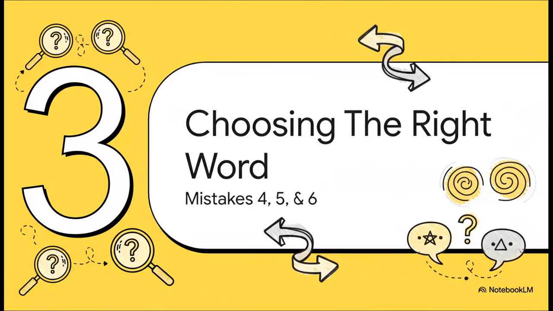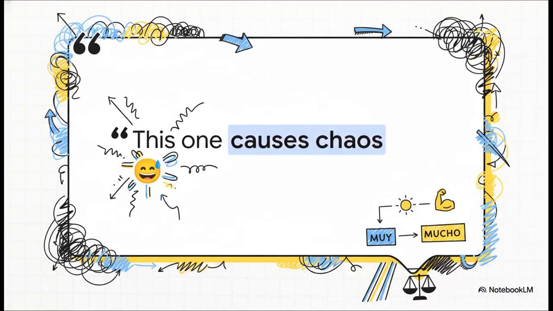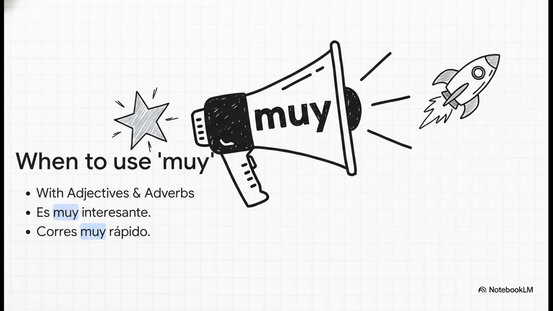All right, let's dive into our final section. This is all about those confusing word pairs. The ones that look or feel kind of similar, but actually do totally different jobs in a sentence. The source material for this explainer put it perfectly. This one causes chaos. And it's so true. The whole muy versus mucho thing can feel really confusing, but I promise there's a super simple logic behind it. Here's the deal. Use muy when you mean very. Simple as that. It's like a volume knob for your adjectives and your adverbs. Something is very interesting, you speak very fast, muy just amps up those descriptive words.